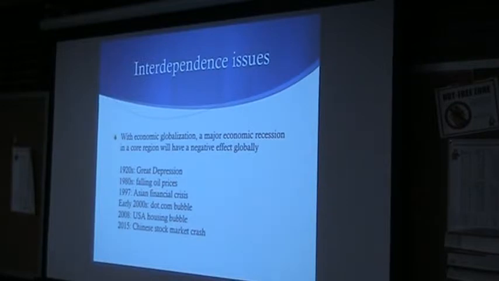Interdependence issues. So because of globalization, we're all connected, right? So something that happens in our country is going to affect the rest of the world. And we've seen that lots of different times.